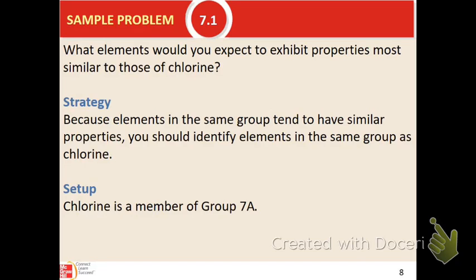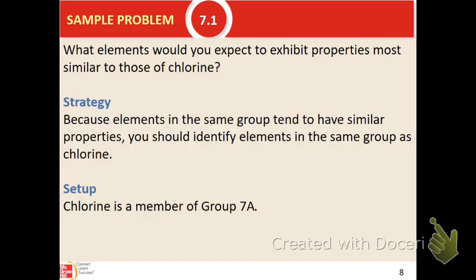So this is what you would do. Here's sample problem 7.1, which is in your book, and you're going to see that your periodic table is now divided into groups or families, and we know that families are in the same column or group. What elements would you expect to exhibit properties that are most similar to chlorine? Chlorine belongs to group 7A, and this is on page 279 of your text. So if it's in group 7A, which is the halogens closest to the noble gases, you would just simply list all the other members of that same group or family.